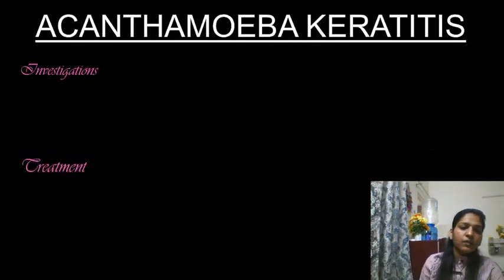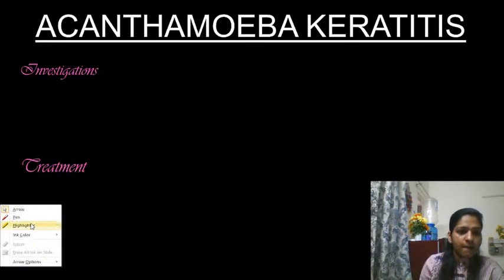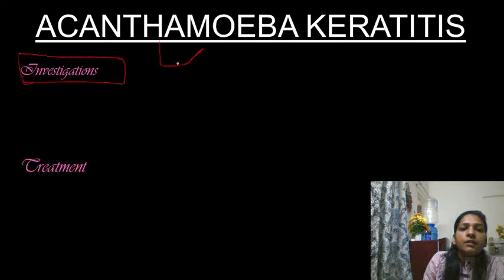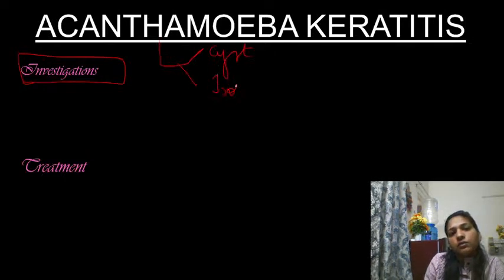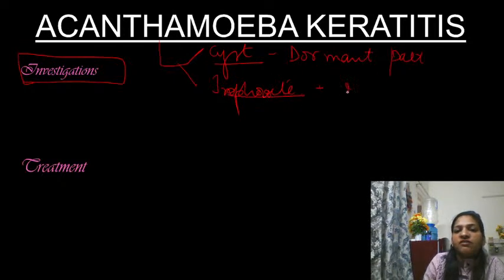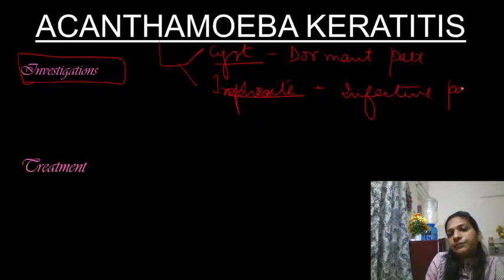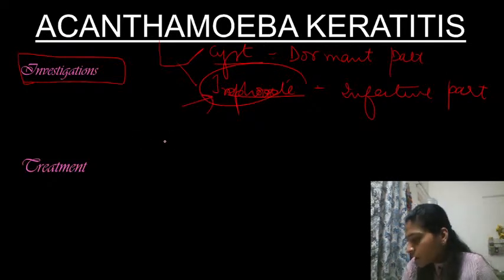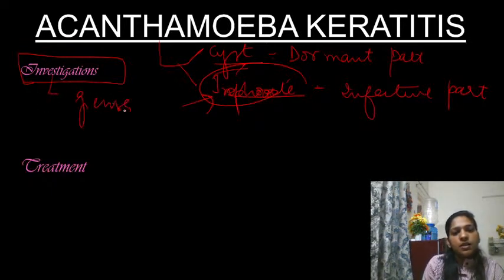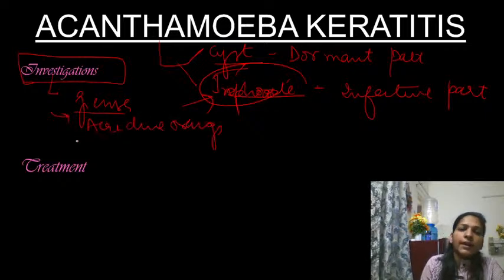Now investigations. Acanthamoeba has two parts, cyst and trophozoite. Cyst is the dormant part. Trophozoite is the infective part. So the main infection is due to the trophozoite, not due to the cyst. Now investigation: Giemsa stain and acridine orange, all these can be used for Acanthamoeba keratitis.